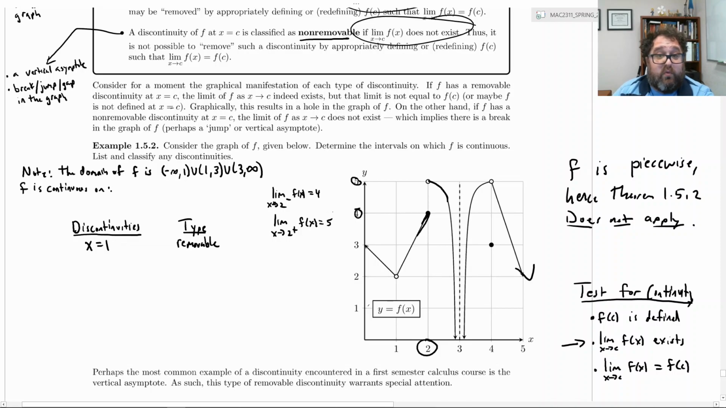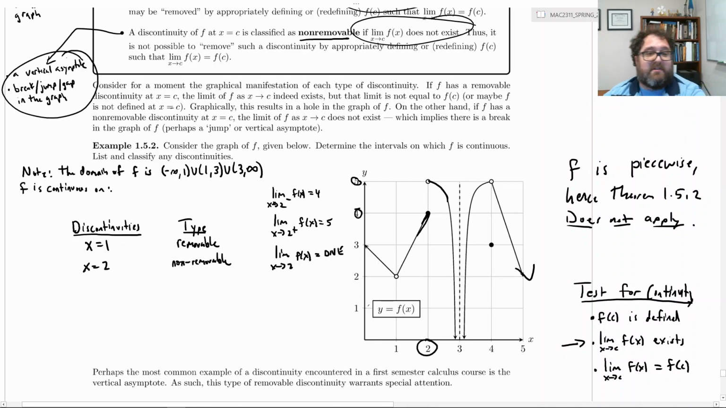So the regular two-sided limit as x approaches 2 from both sides does not exist. Okay, so that tells me what? That tells me that it's a non-removable discontinuity. And again, that's kind of what I set up here. A non-removable discontinuity is going to be a break or a jump. I would call that a break in the graph or a gap in the graph.